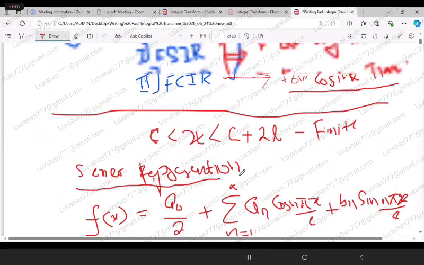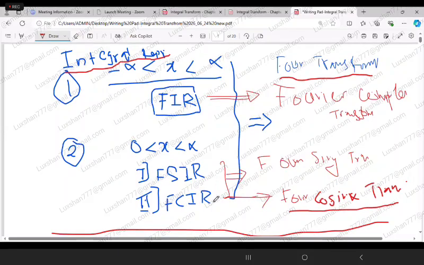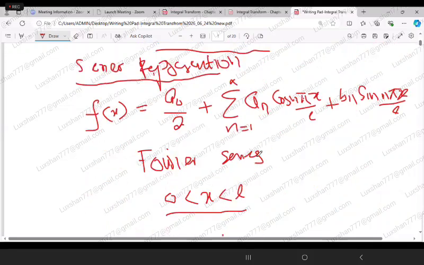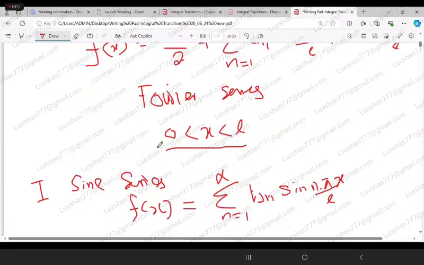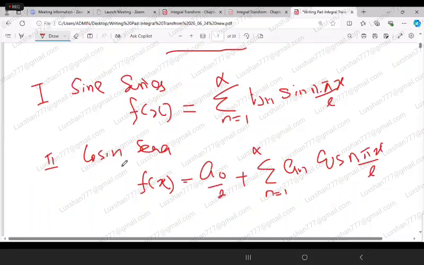Similar to this one, here also there are three cases. From minus infinity to plus infinity, we have the complete Fourier integral representation. If the range is 0 to infinity, then we have two: one is the Fourier sine integral representation, the other is the Fourier cosine integral representation. Similarly, if the range is full, we have the Fourier series representation. If the range is half, then we have two types: the sine series representation and the cosine series representation.